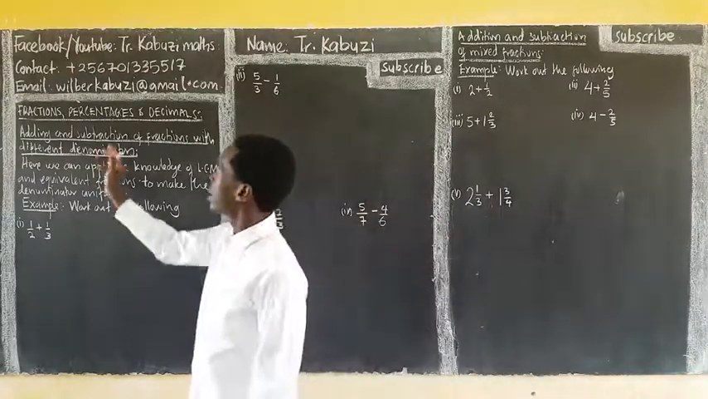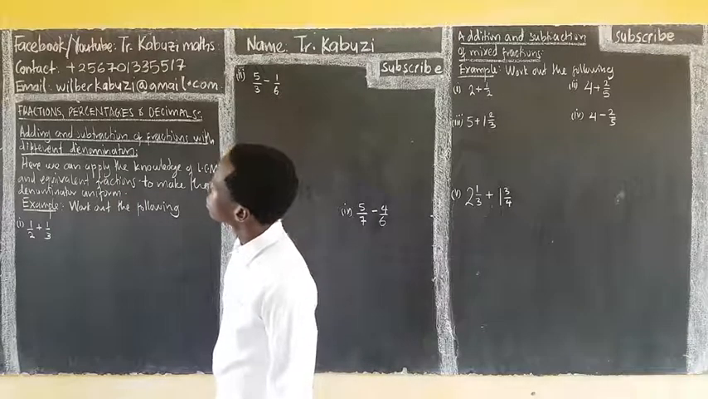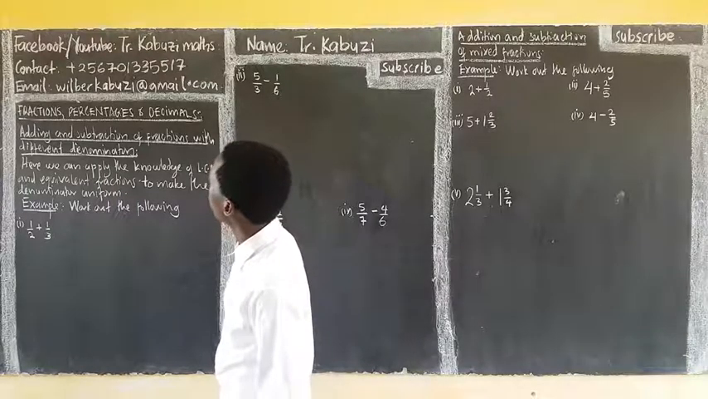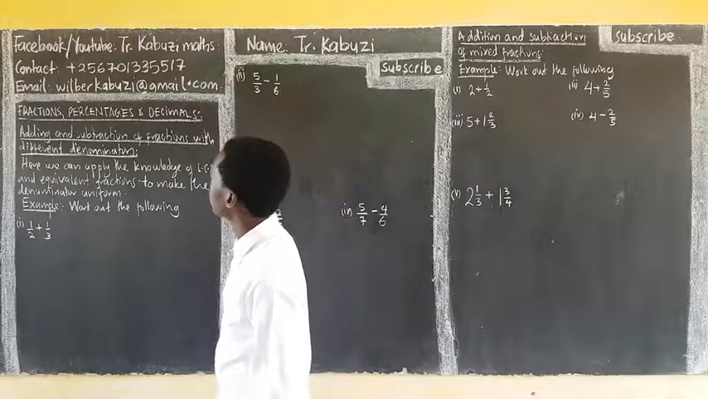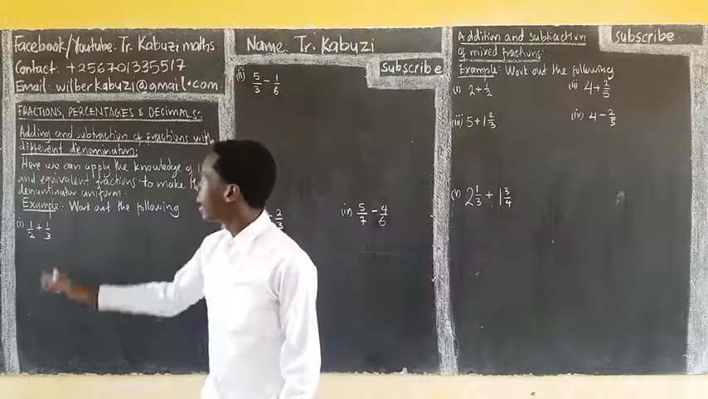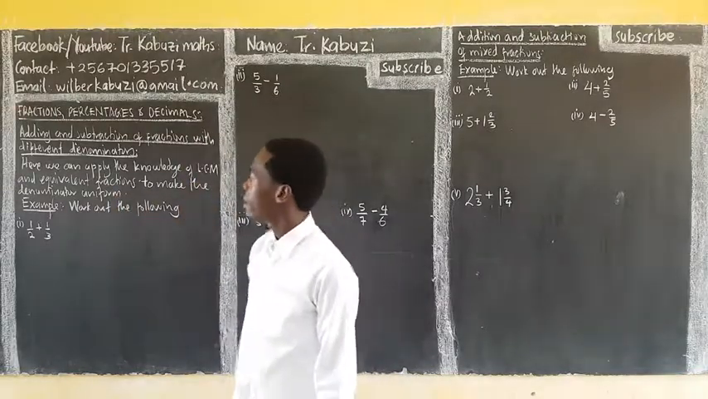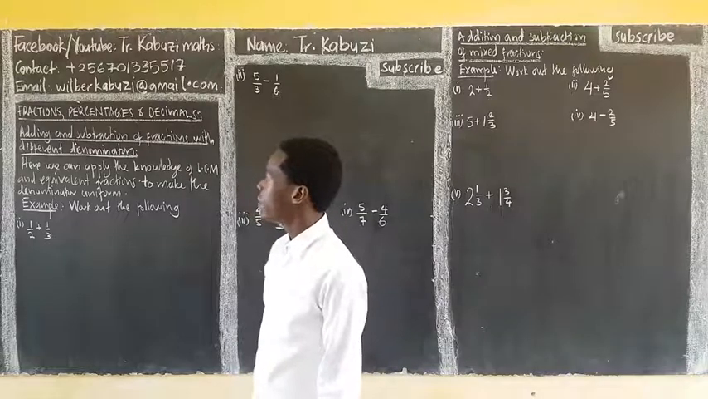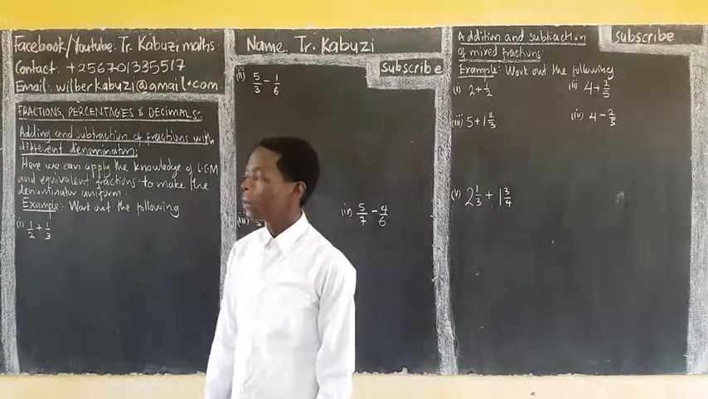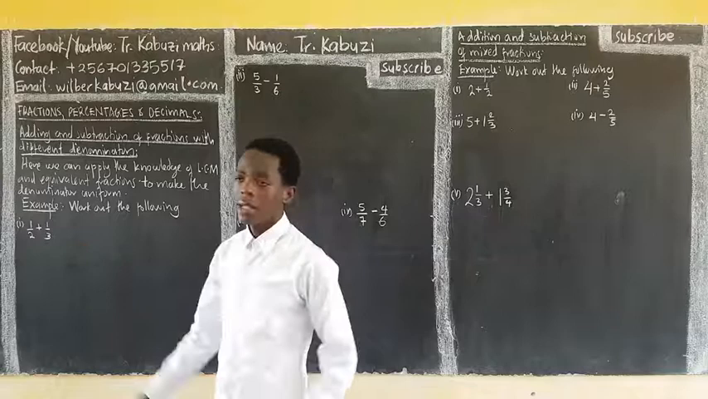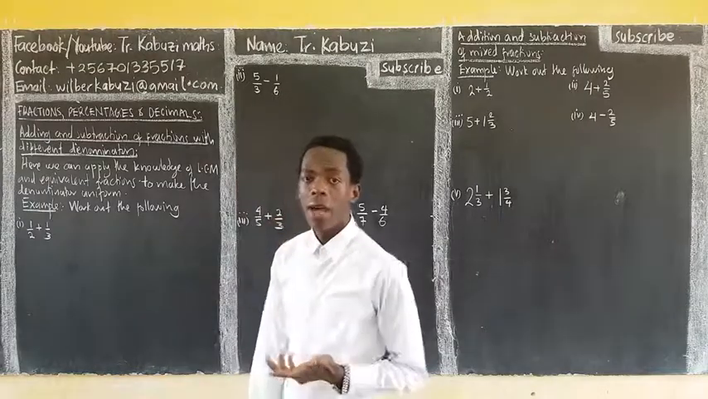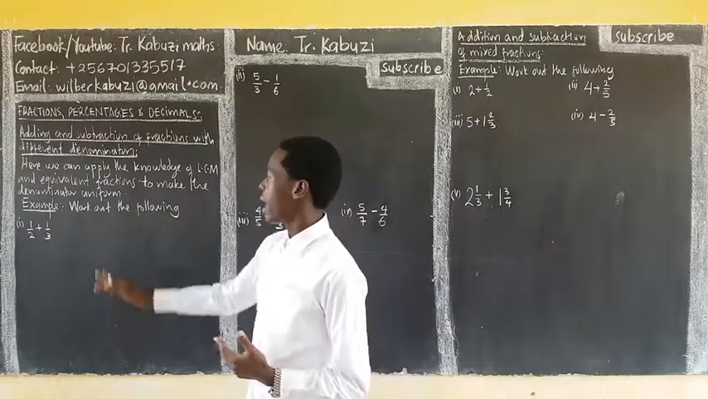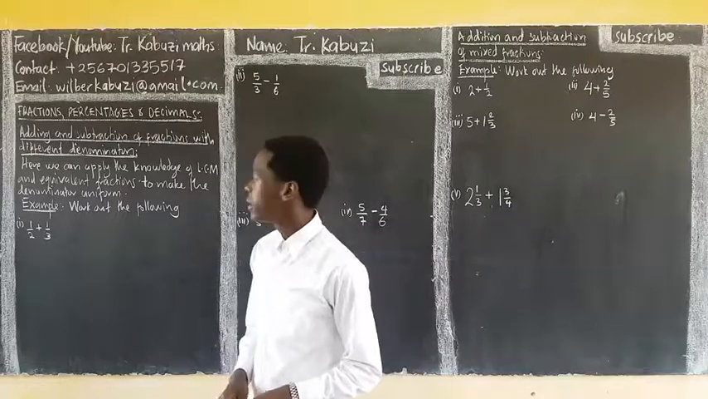Okay, so adding and subtraction of fractions with different denominators. Here you can apply the knowledge of LCM and equivalent fractions to make the denominator uniform. So there are two ideas: either make the denominator uniform or use the idea of cross multiplying. I'm first going to use the idea of the LCM.